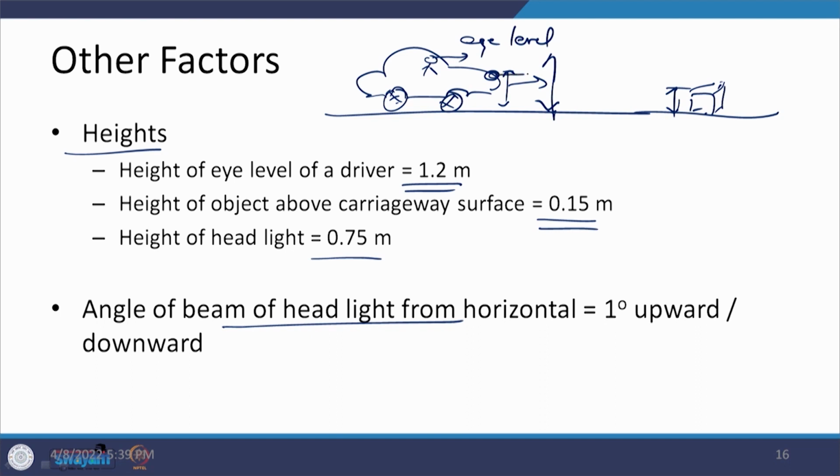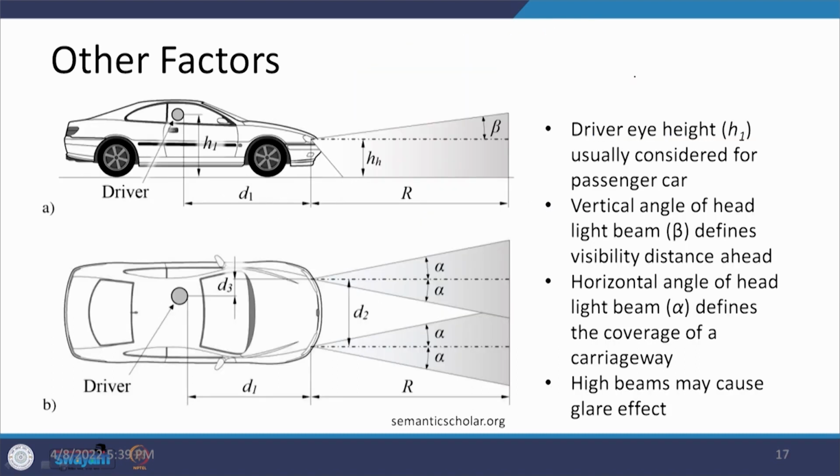So, if I consider a plane surface, this is my horizontal, then the beam is going in this form, either 1 degree here or 1 degree on this side. So, this is another aspect which is going to be there. Just look at the same things here. You have the height of the driver, there is the height of the headlight, there is an angle of the beam. So, what are they going to define?